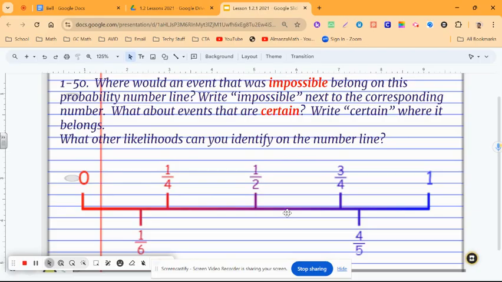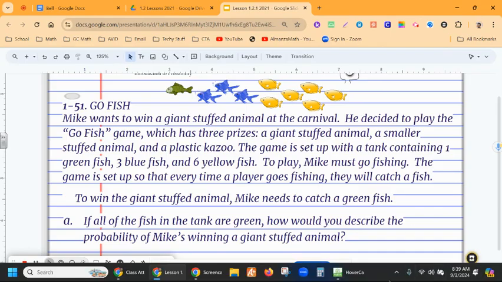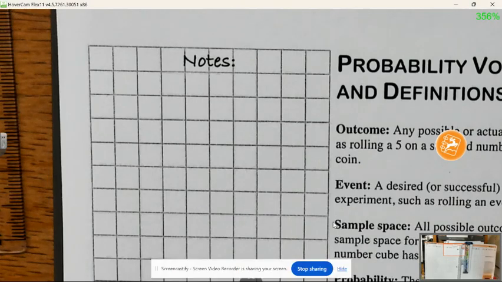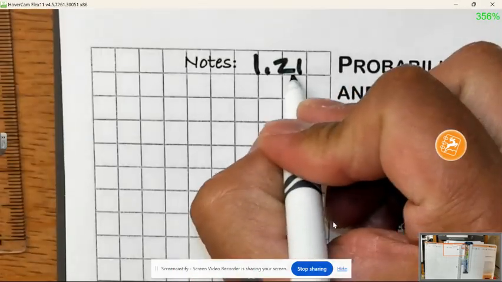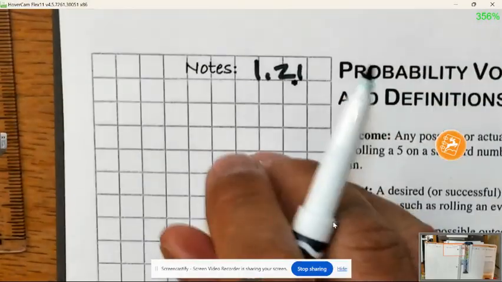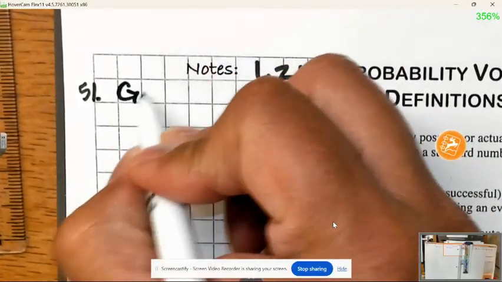So in this next example, we're going to use a game called Go Fish, and Mike's playing Go Fish, and he wants to win a giant stuffed animal, or he could win a smaller stuffed animal or a plastic kazoo. You can tell the giant stuffed animal is the grand prize. So here's the setup of what his tank looks like. You have 1 green fish, 3 blue fish, and 6 yellow fish. So we're going to investigate this deeply today. So this is lesson 1.2.1 in the book, and problem number 51. The game is called Go Fish.